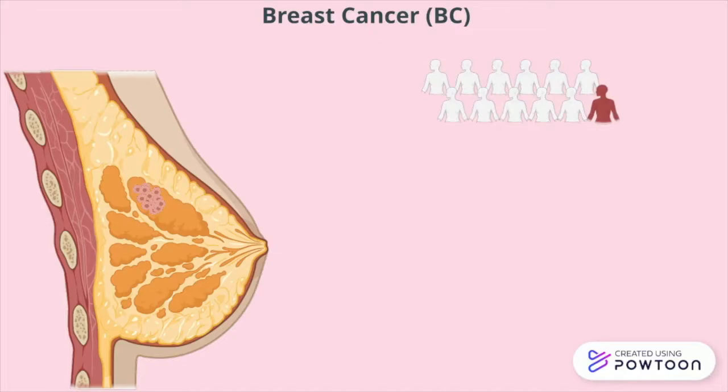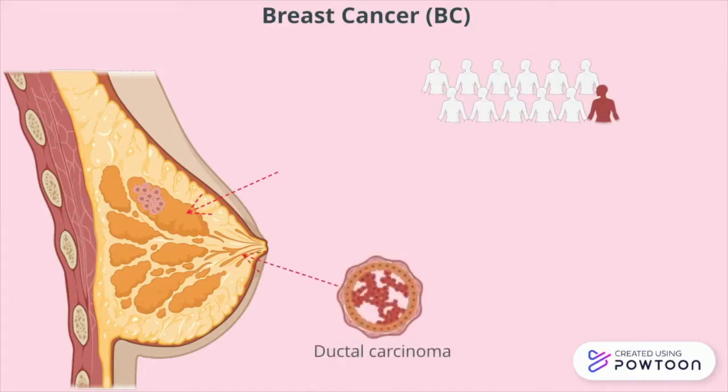The majority of breast cancers start in the glandular tissue of the breast and are referred to as adenocarcinomas. In most cases, classification is based on tumor origin, either in the ducts, called ductal carcinoma, or in the lobules, known as lobular carcinoma. Ductal carcinoma is the most common type of breast cancer, accounting for about 85% of all in situ breast cancers and 70 to 80% of all invasive forms.